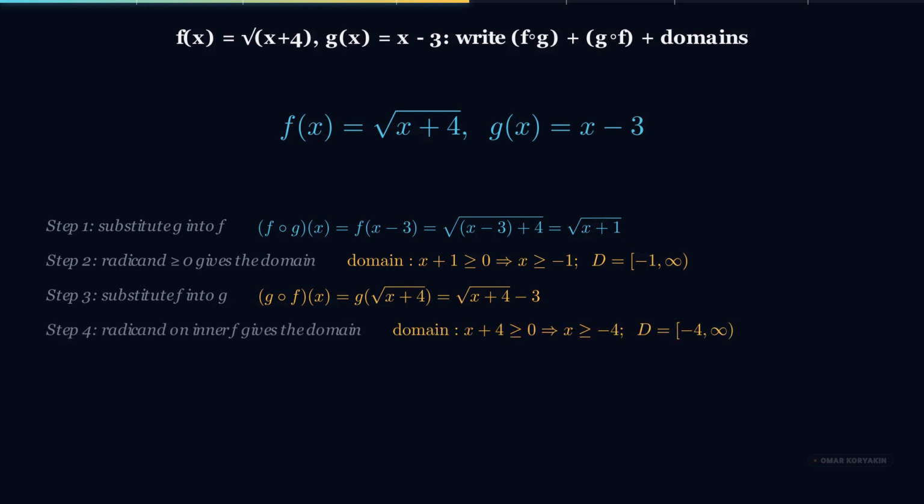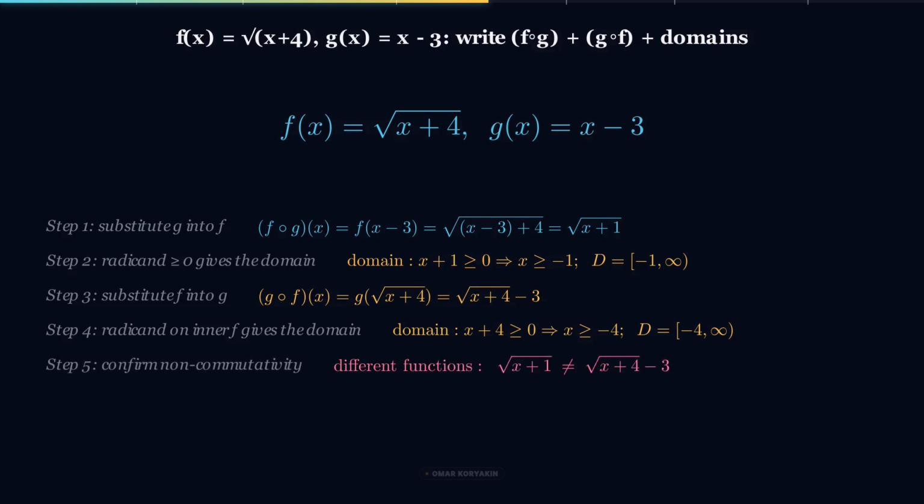Step 4. Find the domain of g composed with f. The composition still has a square root inside with radicand x plus 4. The radicand must be non-negative, so x plus 4 is greater than or equal to 0, so x is greater than or equal to negative 4. The domain is from negative 4 to positive infinity, including negative 4.